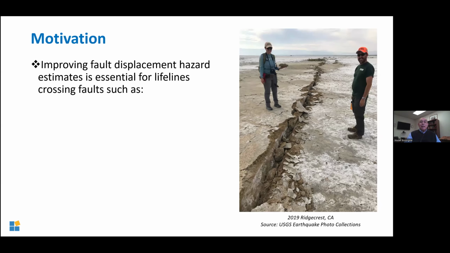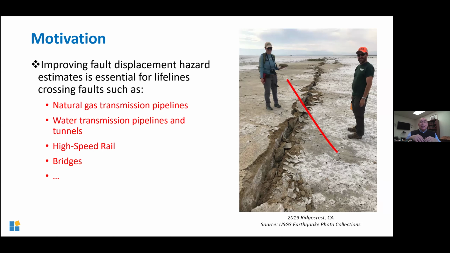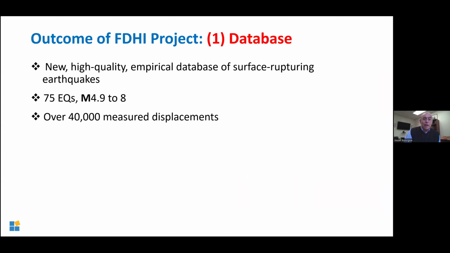So the motivation is that any lifelines that cross faults, including, for example, natural gas transmission pipelines, water transmission pipelines, water tunnels, transmission tunnels, high-speed rail, Caltrans, any distributed lifelines that cross faults, they really have to consider fault displacement hazard as one of their major hazards.